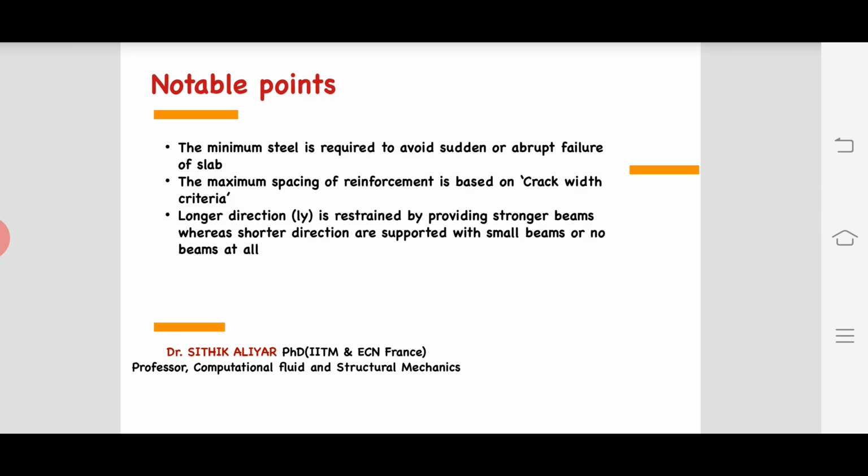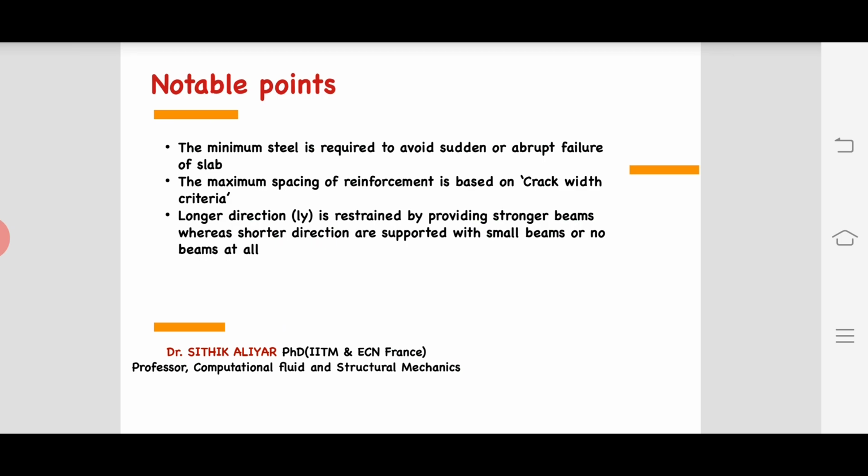So next one is notable points you should know. The minimum steel required to avoid a sudden failure. Why we need to provide minimum steel is to avoid sudden failure, because without any minimum steel, the concrete is brittle and it will fail, collapse. And maximum spacing: you cannot have the reinforcement 400 mm, 500 mm distance, right? One bar is here, you cannot have the next bar 500 mm away, because then there will be more concrete, which is easy to crack.